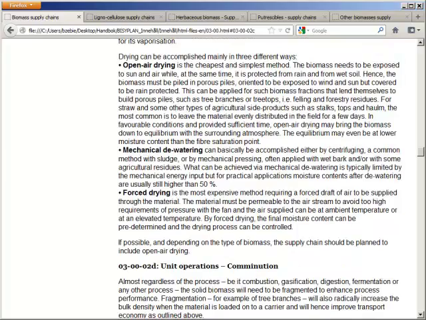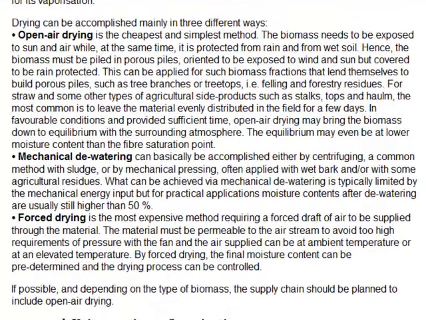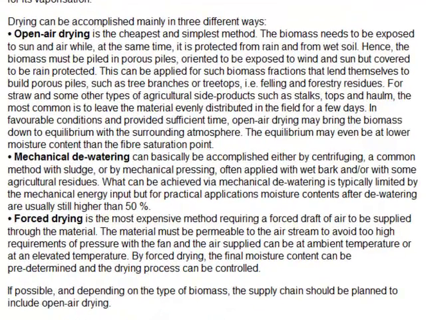Looking now at the drying itself. Drying can mainly be accomplished in 3 different ways. The open air drying is the cheapest and simplest method. To acquire a good open air drying, the biomass needs to be exposed both to sun and wind, but at the same time it should be protected from heavy rain.